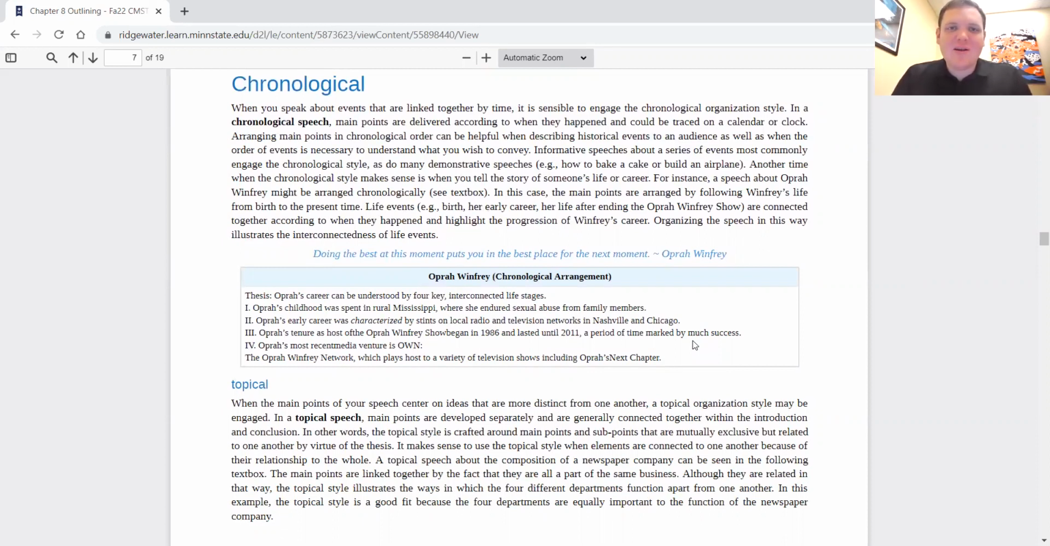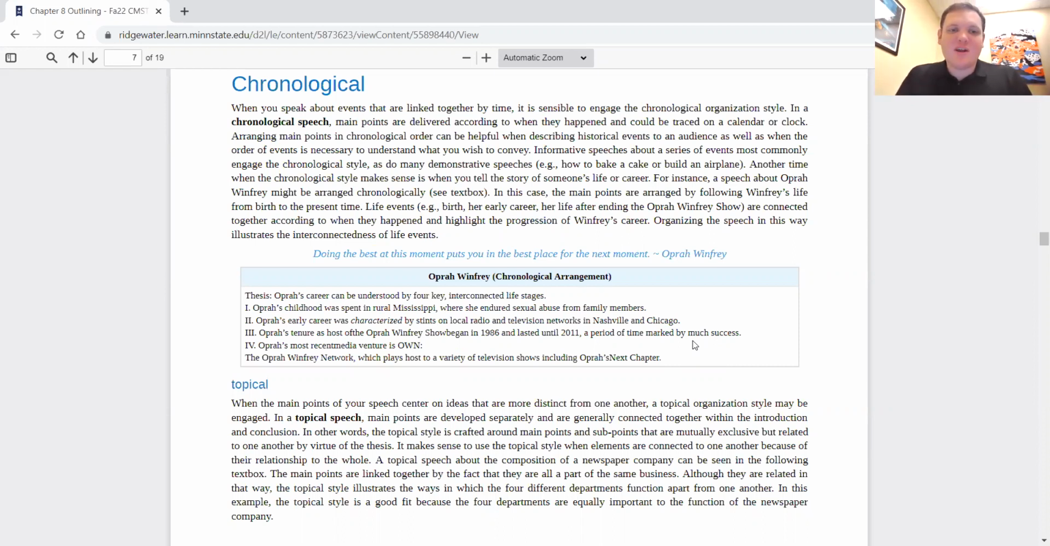If you're talking about events that are linked together in time, you probably want to do chronological. So, hey, here's the order of when things happened. Here's how this process went through. Often this will work for informative speeches. So go through, hey, here are the events that happened. You could use it for a persuasive speech as well if it's a persuasive speech about different things happening in time.